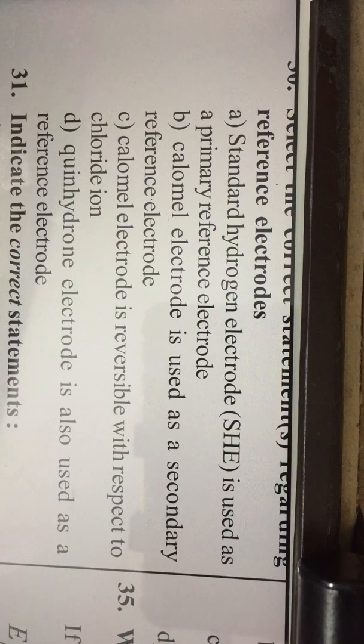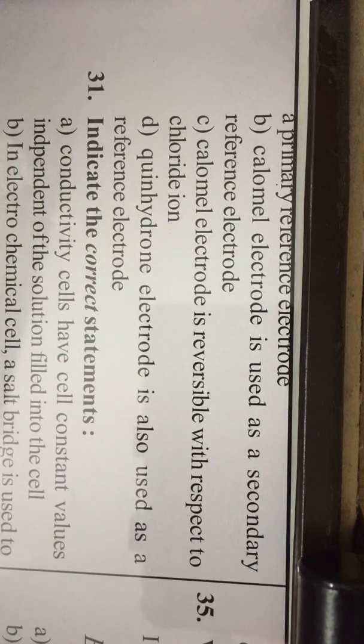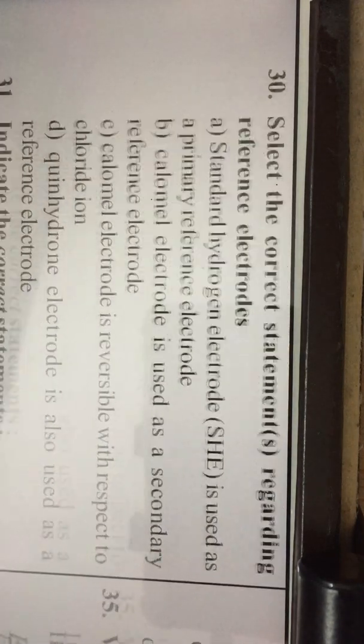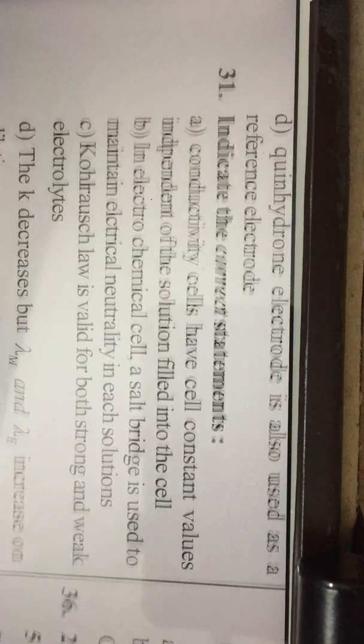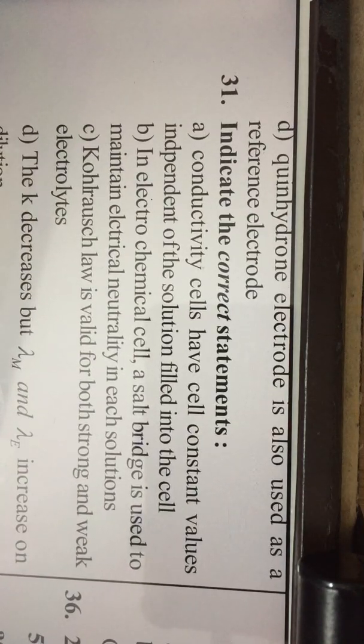Generally we use a standard hydrogen electrode and a calomel electrode as reference electrodes. One is the primary reference, the second one is the secondary reference. Others are not primary standards or reference standards. There can be a twin hydrogen electrode, but that cannot be used as a reference electrode. We use only SHE and calomel electrode usually. So we will look at question number 31.